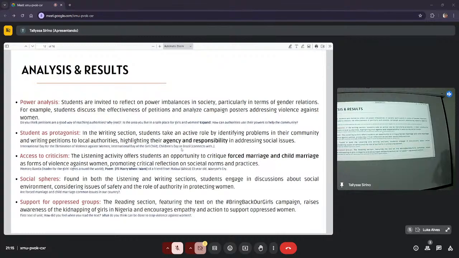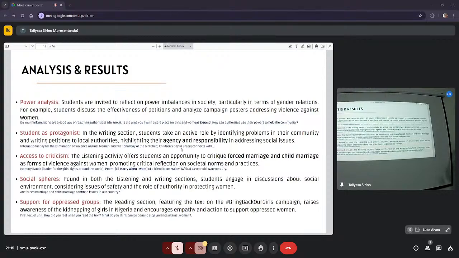In the power analysis, the students are invited to reflect on power imbalances in society, particularly in terms of gender relations. For example, students discuss the effectiveness of petitions and analyze campaign posters addressing violence against women. So in here we have this question of power in the place in which they live. For example, do you think petitions are a good way of reaching authorities? Why? Why not? Is the area you live in a safe place for girls and women?